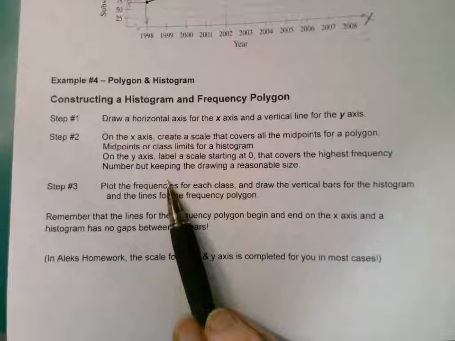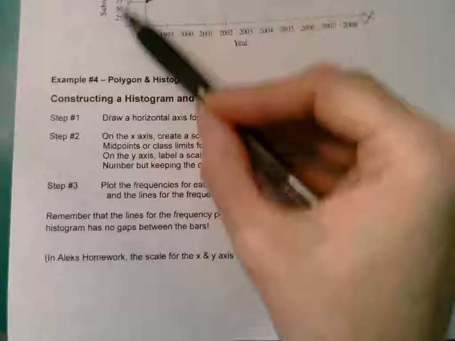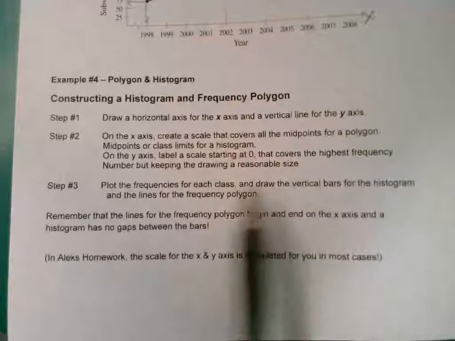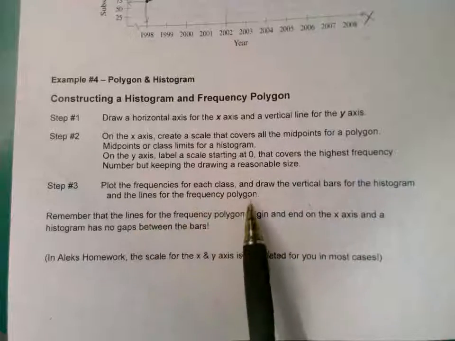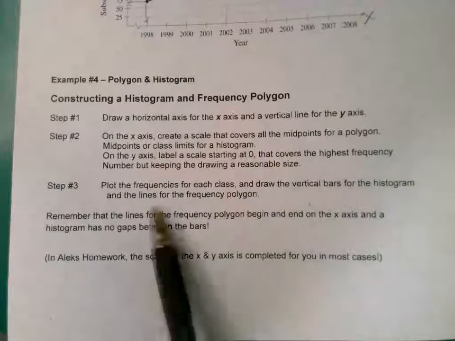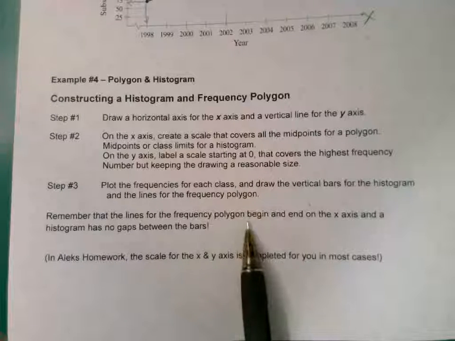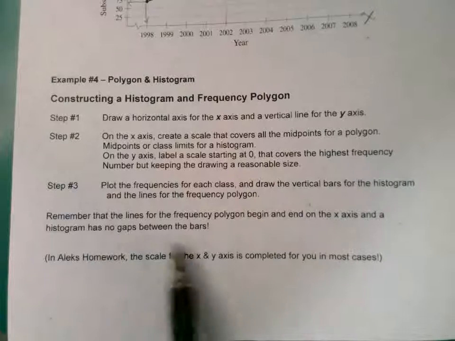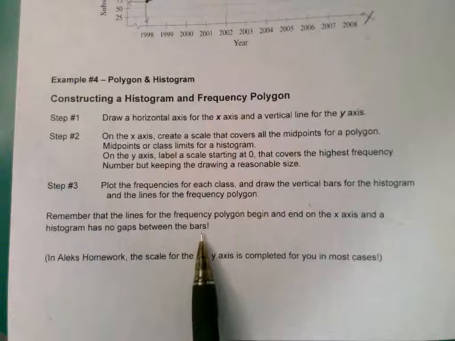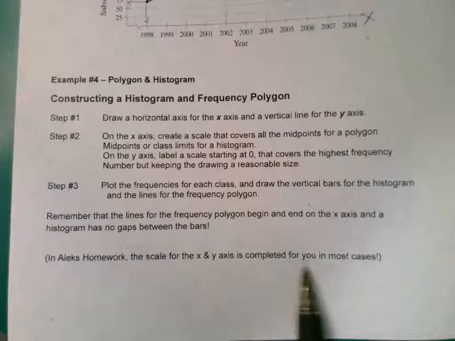And number, keeping the drawing a reasonable size. So this one goes up by 25 to get it all shoved into a reasonable size. Plot the frequencies for each class. Okay, and draw the vertical bars for a histogram and lines for a polygon. Remember, the lines for the frequency polygon begin and end on the x-axis, and the histogram technically should have no gaps between the bars.